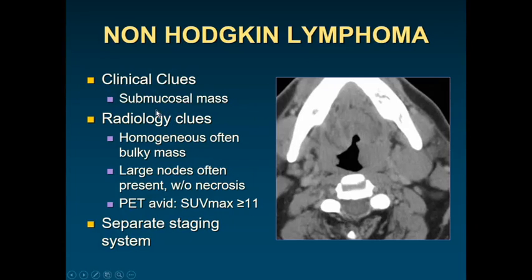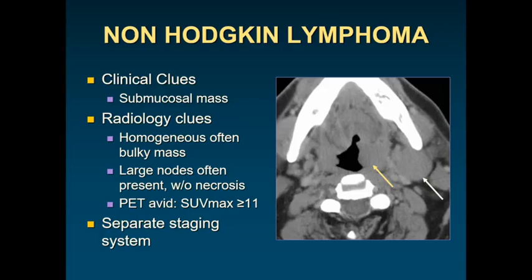The clinical clues to lymphoma are that the mass itself is submucosal on exam, so there's no ulcer or obvious mucosal lesion when the clinician looks in there. And the radiologic clues are the fact that they're quite bulky without necrosis, and another radiologic clue is very high PET avidity with lymphoma, which tends to be higher than that of squam. Note that there's a different staging system that I won't go over today.